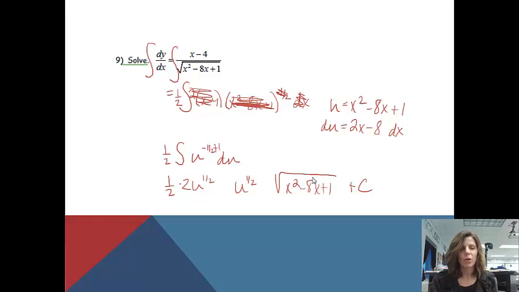So hopefully now you can use a few little tricks up your sleeve to find the integral using a U substitution.